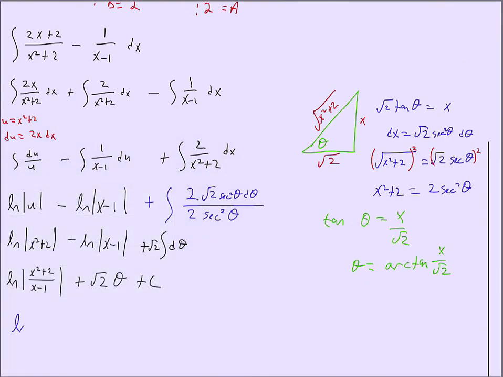So I'm going to write this as the ln of the absolute value of x squared plus 2 over x minus 1 plus root 2 times the arctangent of x over root 2 plus c. And that is the answer to the original antiderivative we were looking for all along, the indefinite integral of x squared minus 4 over x squared plus 2 times x minus 1 in respect to x.